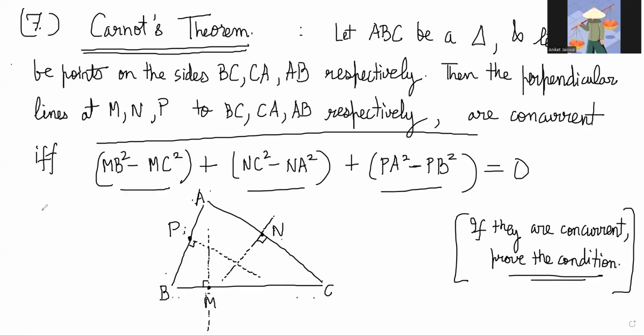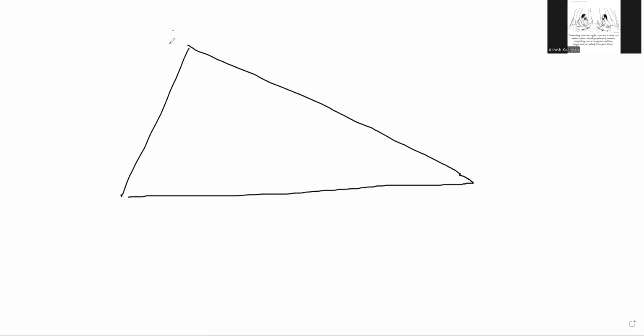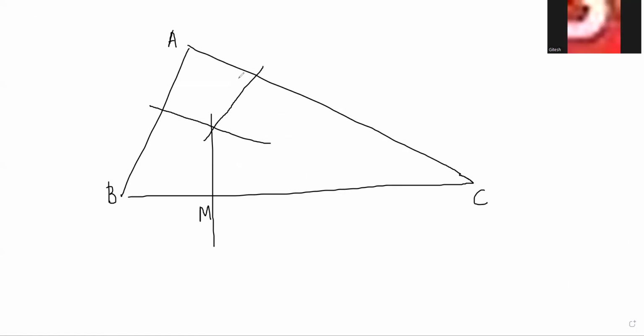So basically, you will say, let's assume they are concurrent, right? So we'll say A, B, C. Let's assume that the perpendiculars are meeting somewhere. So let's say it was like this. M, N, and P. Let's say we have drawn perpendiculars and they are concurrent, and this concurrency point is X, right?